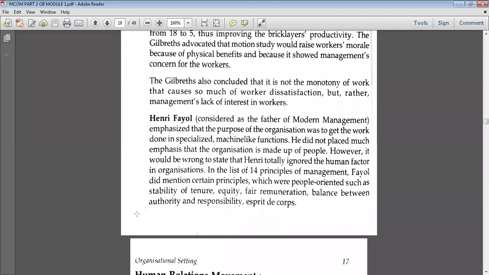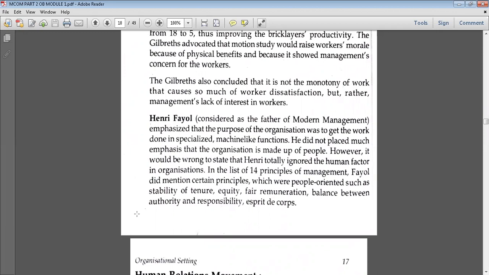Instead, we hire one, remove them after 2 months, then hire another and remove them too. There will not be stability of tenure. It means an employee should get the time to get accustomed, to get adjusted to the organization. Then equity. Equity means fair treatment, then fair remuneration, balance between authority and responsibility, esprit de corps. Esprit de corps means teamwork, spirit of working together.